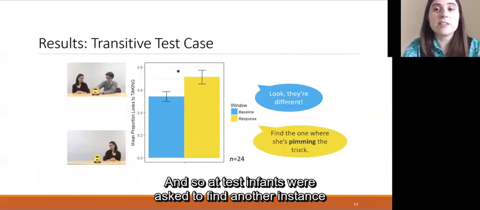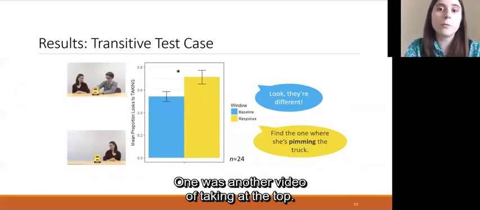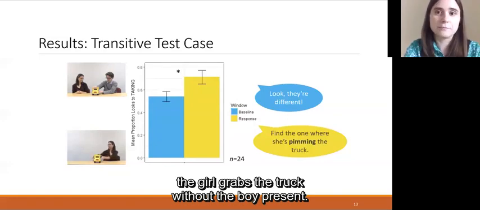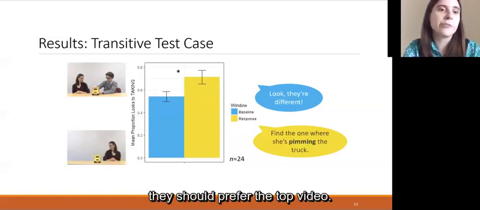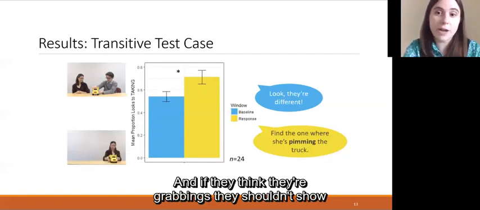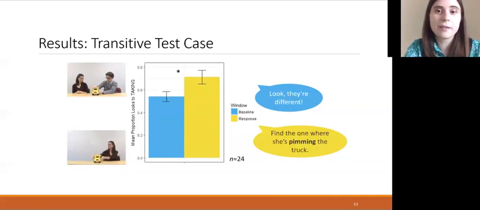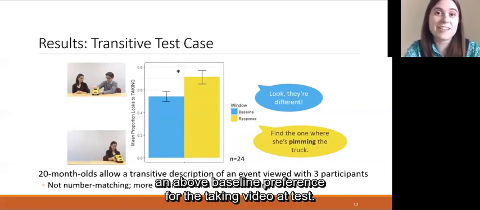And so at test, infants were asked to find another instance of pimming while seeing two side-by-side videos. One was another video of taking at the top. In the second video, which is here at the bottom, the girl grabs the truck without the boy present. So if infants think pimmings are three-participant takings, they should prefer the top video. And if they think they're grabbings, they shouldn't show a preference because the girl is grabbing the truck in both videos. It turns out that 20-month-olds do show an above baseline preference for the taking video at test.